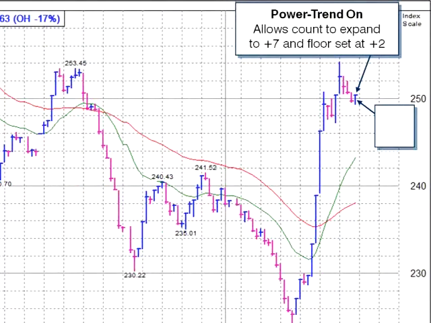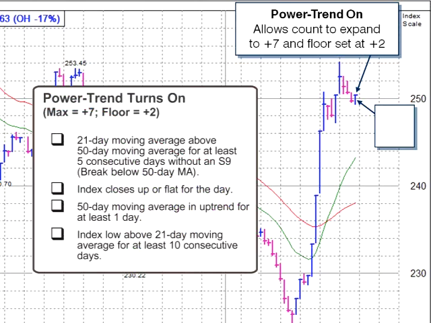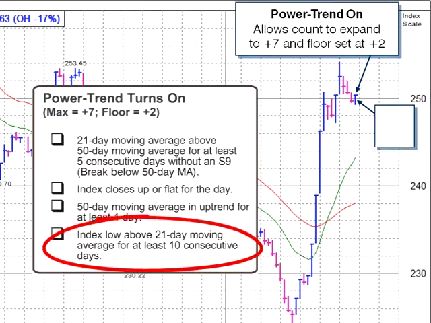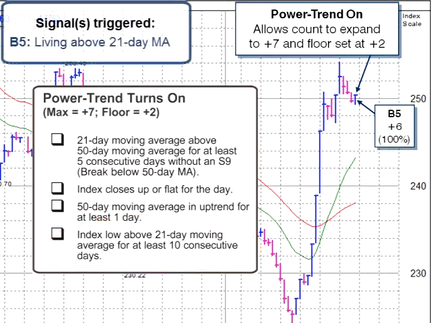Okay, so the market keeps rallying up, and finally over here, we get another buy signal, and the power trend turns on. So what's one of the criteria for a power trend to turn on? You need to be living above your 21 day. Okay, so that would be a B5. It's a buy signal. Because the power trend goes on that day, we can expand our count to +7, which is going to give us a cushion, kind of counter any sell signals we get. We're expanding our count to 7.